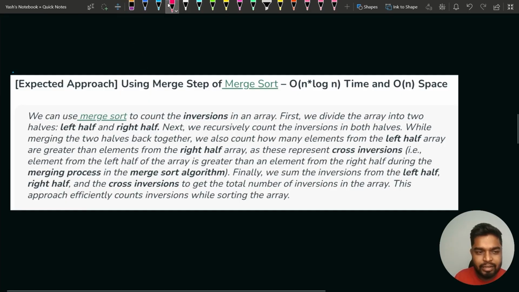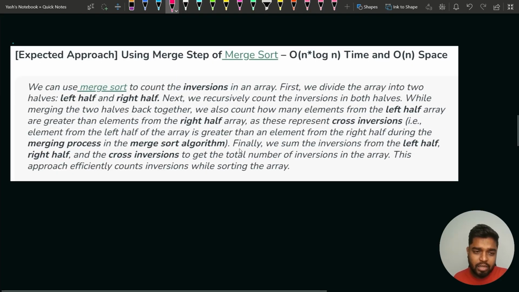So let's read this. It says that we can use merge sort to count the number of inversions. Firstly, you divide the array into two halves, left and right. That is what we do in merge sort as well. Now after that, we can count the inversions in both the halves. Now what does this mean?